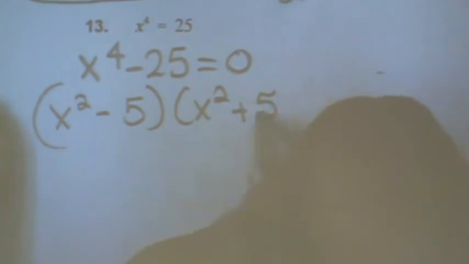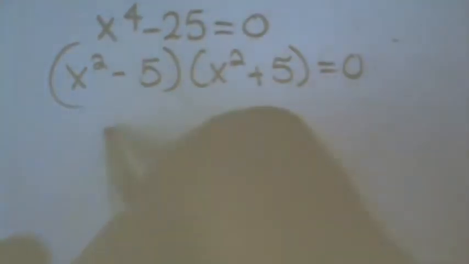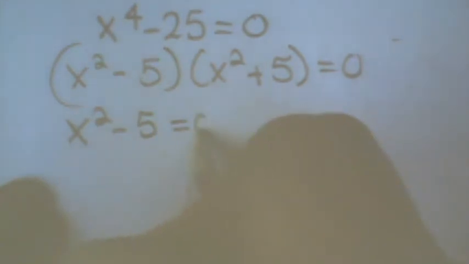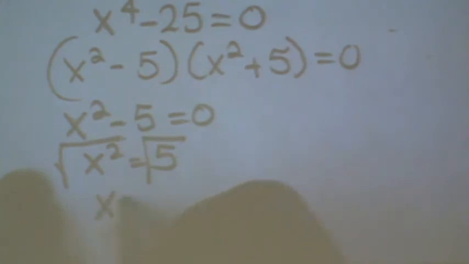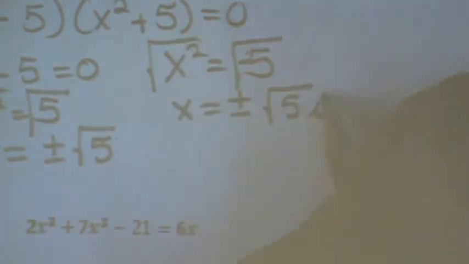Number 13, you'll get a 0 on one side, x to the 4th minus 25 equals 0. This is the difference of two perfect squares, x squared minus 5 times x squared plus 5. Set each of these equal to 0, x squared minus 5 equals 0, add 5, and square root both sides. So x is plus or minus root 5. This side, you're going to subtract 5, square root both sides, and you get plus or minus root 5 i.